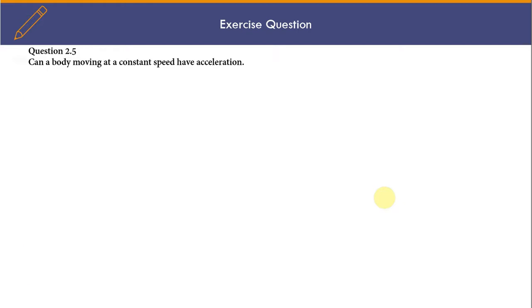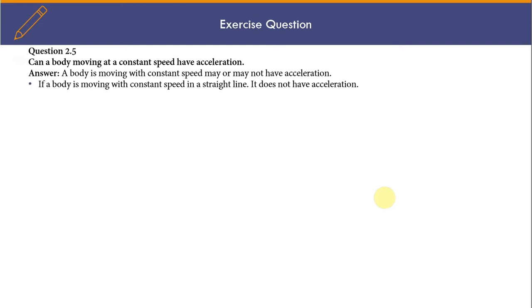Now question 2.5, can a body moving at a constant speed have acceleration? A body moving with constant speed may or may not have acceleration. If a body is moving with constant speed in a straight line, it does not have acceleration. अगर तो कोई बॉडी कांस्टेंट स्पीड के साथ स्ट्रेट लाइन के अंदर मूव करे तो उसकी एक्सेलरेशन नहीं होगी, it has zero acceleration. But if a body is moving with constant speed and is not in a straight line, it has acceleration. लेकिन अगर कोई बॉडी कांस्टेंट स्पीड के साथ मूव कर रही है और स्ट्रेट लाइन नहीं है जो उसका मोशन है, तो उस केस में उसकी एक्सेलरेशन होगी.